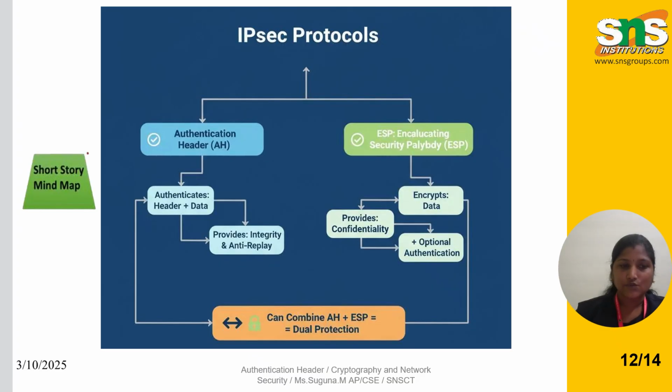And let's quickly summarize what we learned today. AH is nothing but integrity plus authentication. ESP is nothing but encryption plus integrity plus authentication. AH protects the packet header whereas ESP hides the content. Together they form the backbone of secure communication in IP security. They are used in virtual private networks, servers, enterprises and critical networks. So next time when you send a secure message or access a virtual private network, remember the authentication header and encapsulating security payload are silently protecting your data.